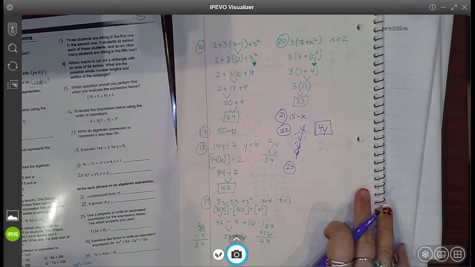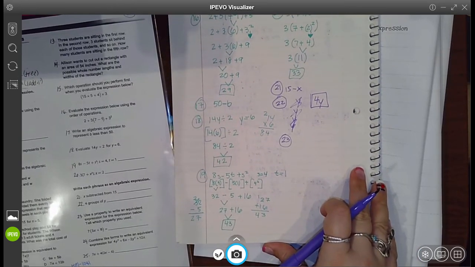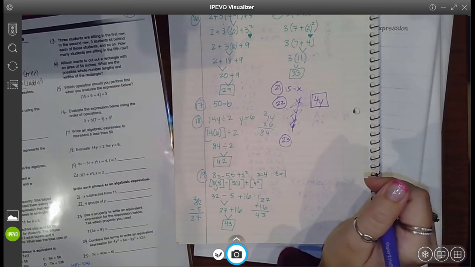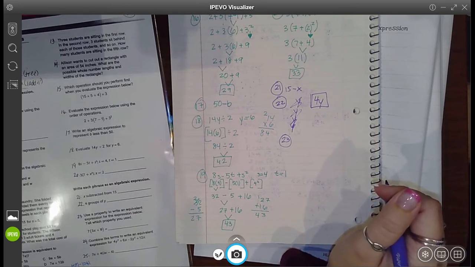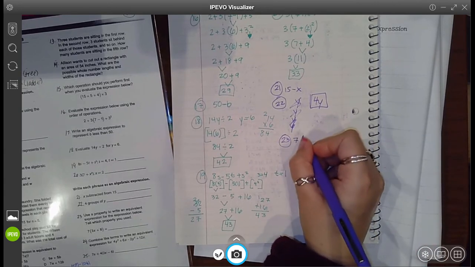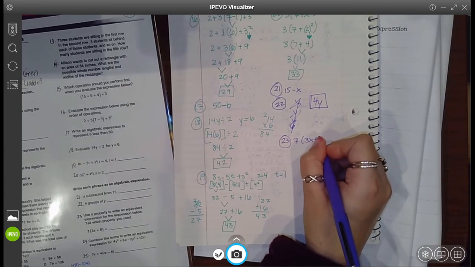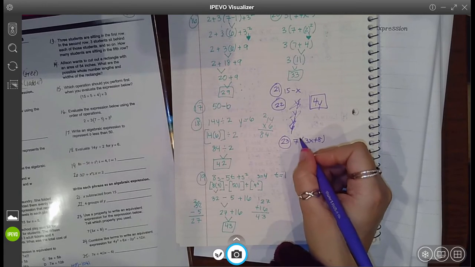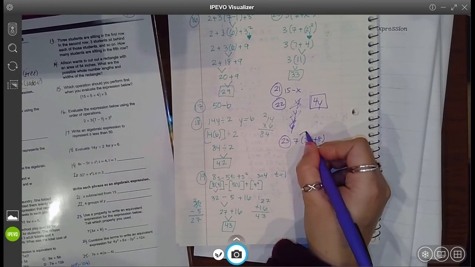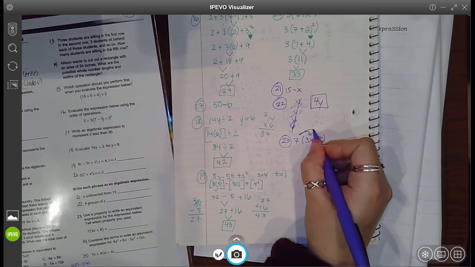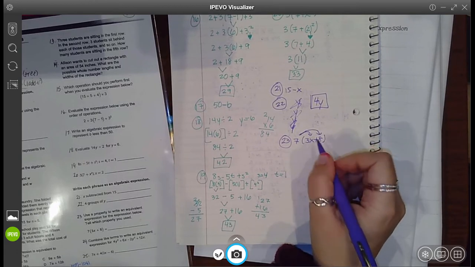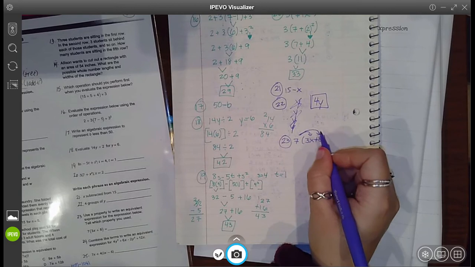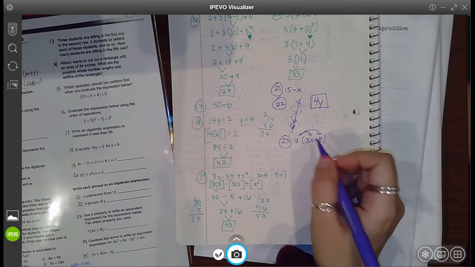Finally, let's see here, number 23 says, use a property to write an equivalent expression for the expression below and tell which property you used. So when you have a number out in front of the parentheses, you distribute that number in. Because you can't combine these guys, right? This is not like terms. So then I'm going to distribute that 7, which means I multiply it by each thing inside.